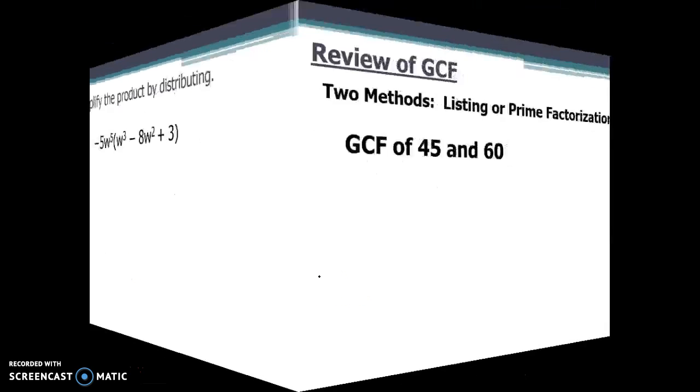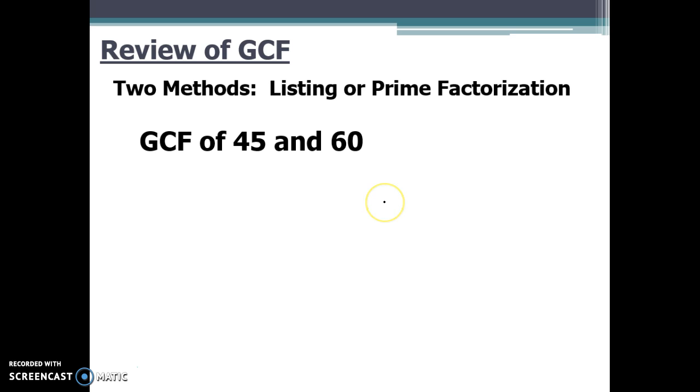All right, so moving on. Review of GCF. Let's think back to when we talked about greatest common factors back in the year. This is going to help us for the next thing, a really big topic that we're going to be covering in this chapter called factoring, okay?